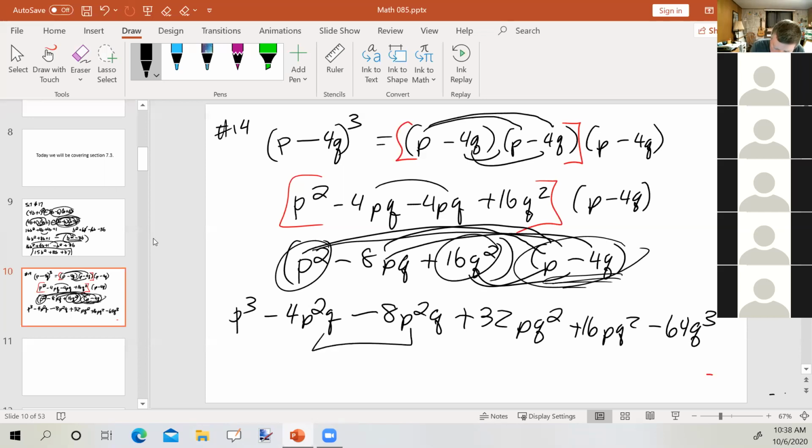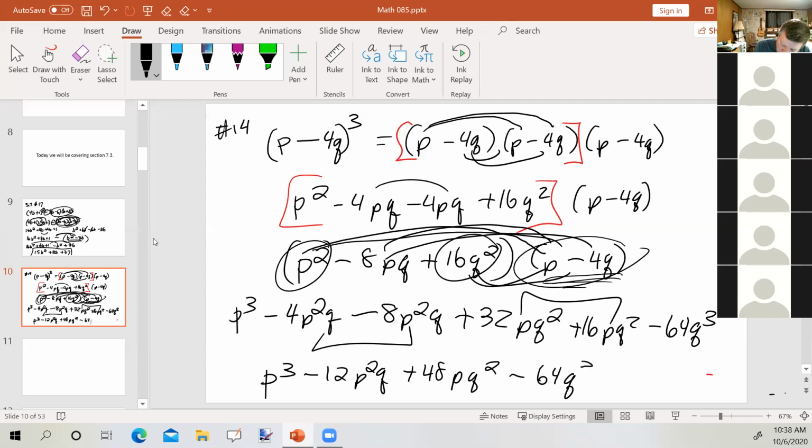All right, let's see. We've got some like terms. These are alike and these are alike. So we end up with p cubed minus 12p squared q plus 48pq squared minus 64q cubed. And there you have it.